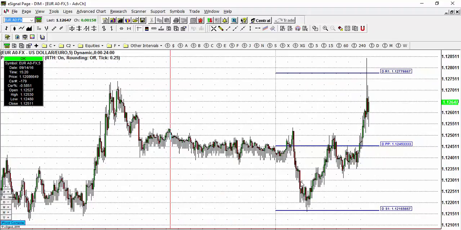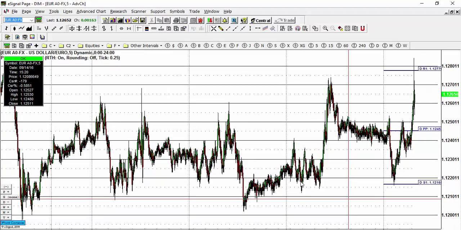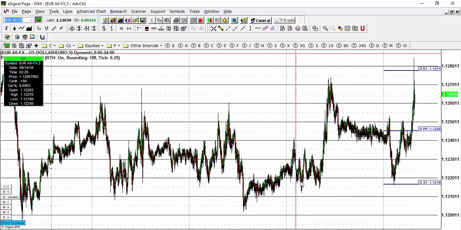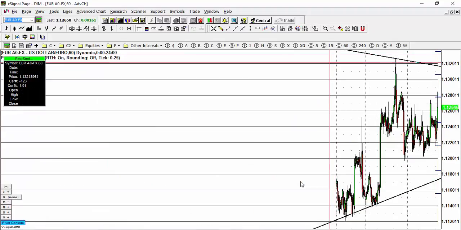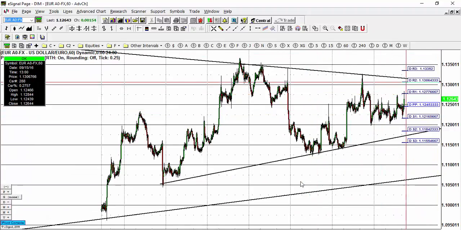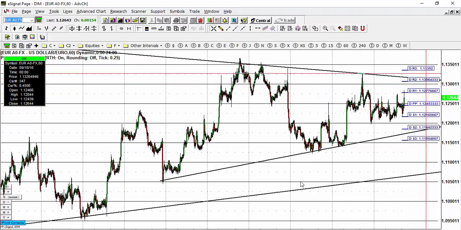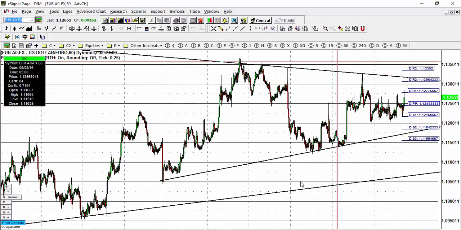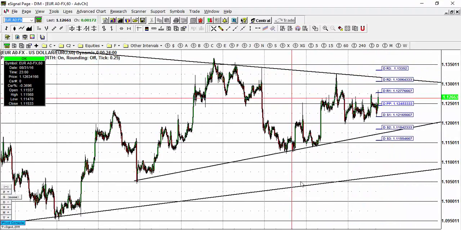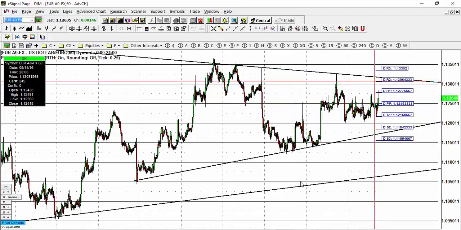So to the upside, we can look at 112.77, daily R1, and the daily R2 is at 113.06. Those are the resistance levels you can look at with the euro. And keep in mind that this 113.06 comes in with the upper end of this triangle coming down here. So that's a number you can look out for in case the market rallies.